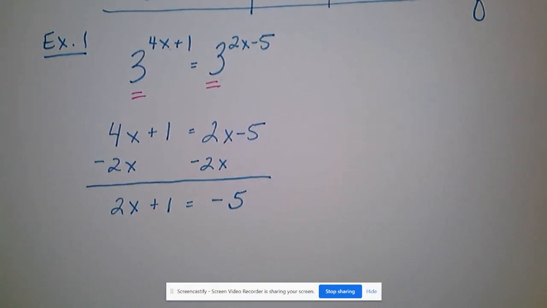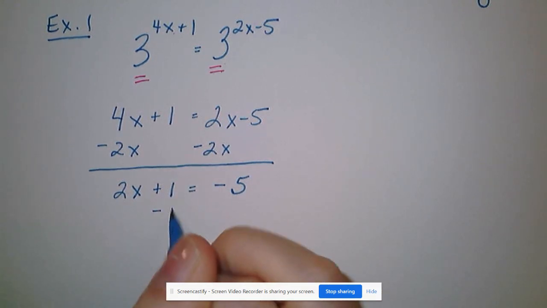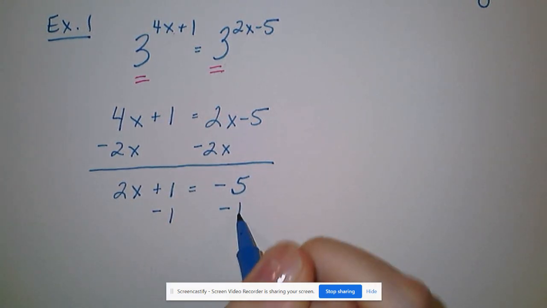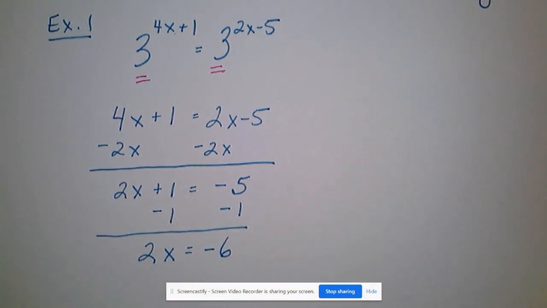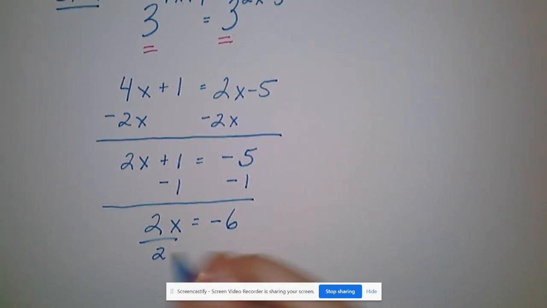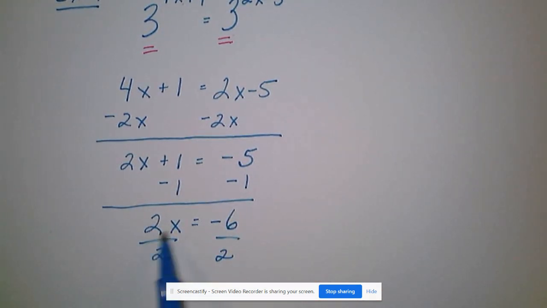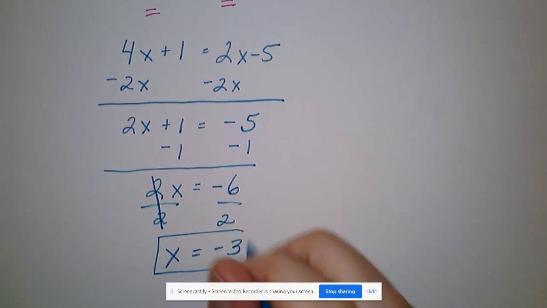Okay, so now my x's are all on one side, and now I need to get my constants, or like the numbers, to the other side, away from the x. So I'm going to subtract 1, because that's going to undo this side, and what I do to one side, I do to the other. So I'm left with 2x equals negative 6. And now I need to solve for x by dividing both sides by 2. And again, the reason I'm dividing by 2 is because this is currently being multiplied, and that's how I'm going to undo it. So my answer is x equals negative 3. So this is the solution to my problem.